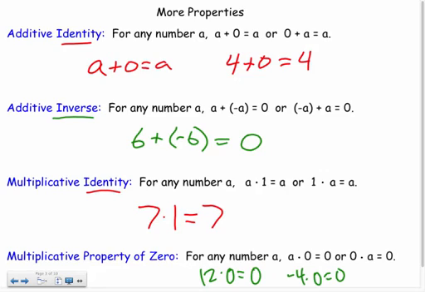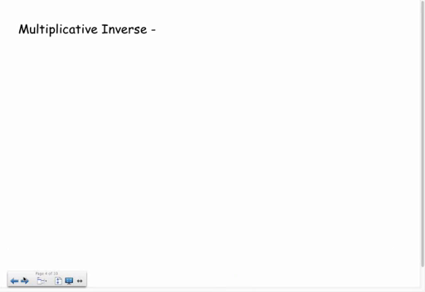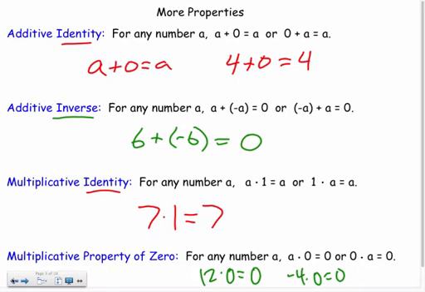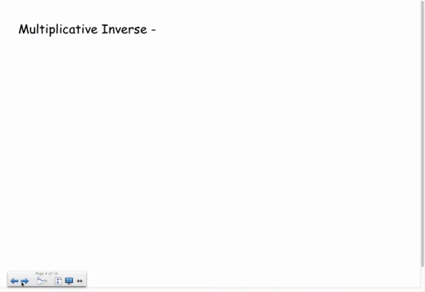And my last property, the multiplicative inverse. Well, if we look back here, additive inverse, right? 6 and negative 6. So this doesn't mean multiplying opposites. It's something a little bit different, okay? A multiplicative inverse is the same thing as a reciprocal, in a way, right?